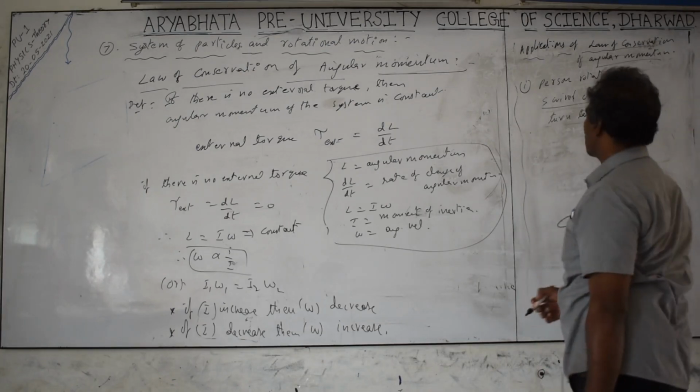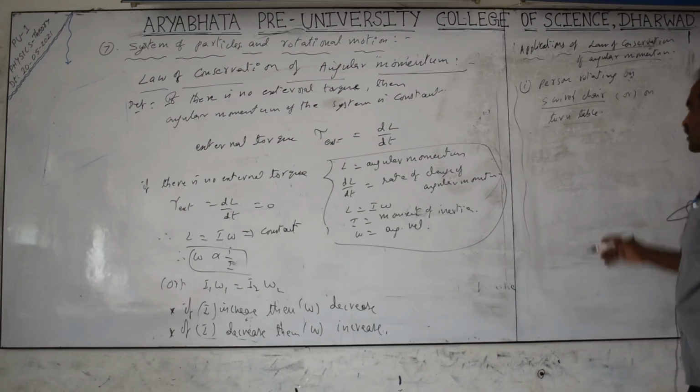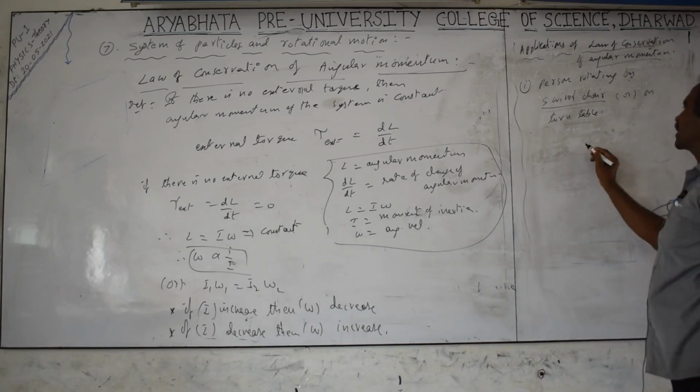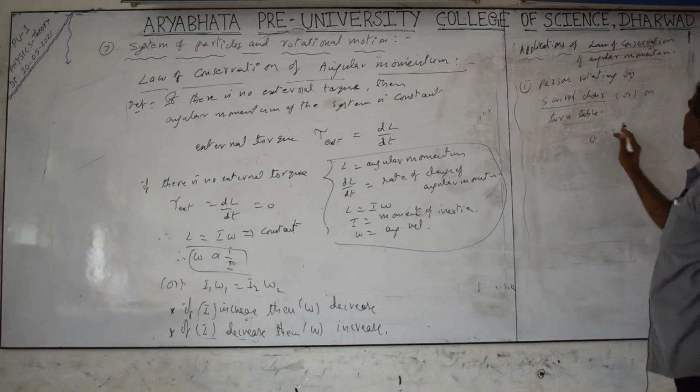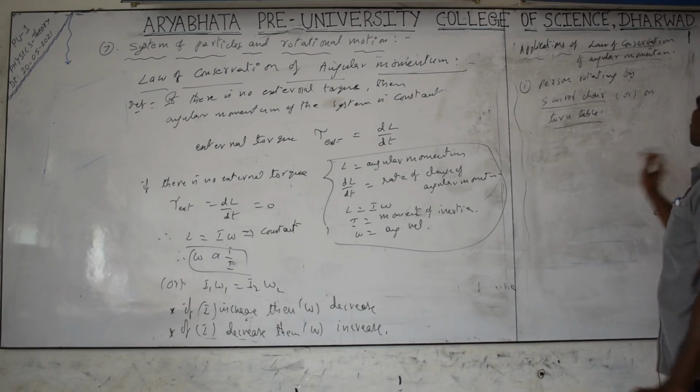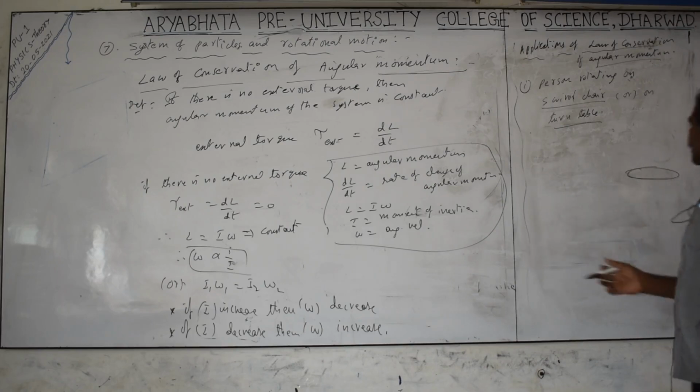In your textbook example, they have given it as a swivel chair, means rotating chair. The person is sitting on the chair. Okay, I am going to discuss on the turntable. Procedure is similar only. Turntable means one frictionless rotating disc is there. On this rotating disc, it is pivoted on a sharp point. Person is standing on it.